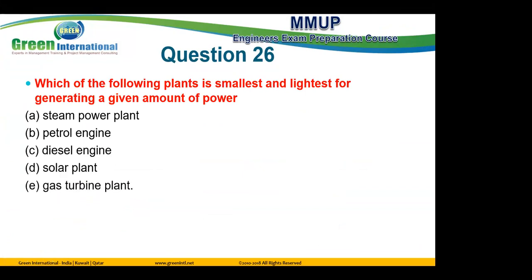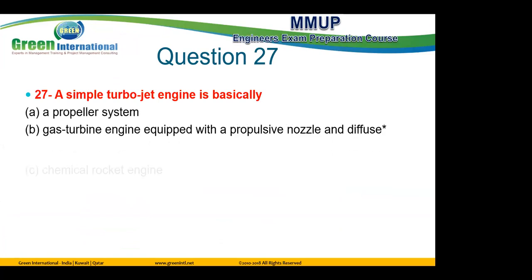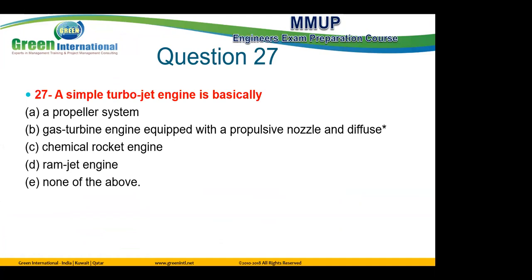Which of the following plants is the smallest and lightest for generating a given amount of power? Gas turbine plant, E. Yes, E, correct. Solar? No, gas turbine is still the smallest one. A simple turbojet engine is basically B, a gas turbine plant equipped with a propulsive nozzle and the fuel.